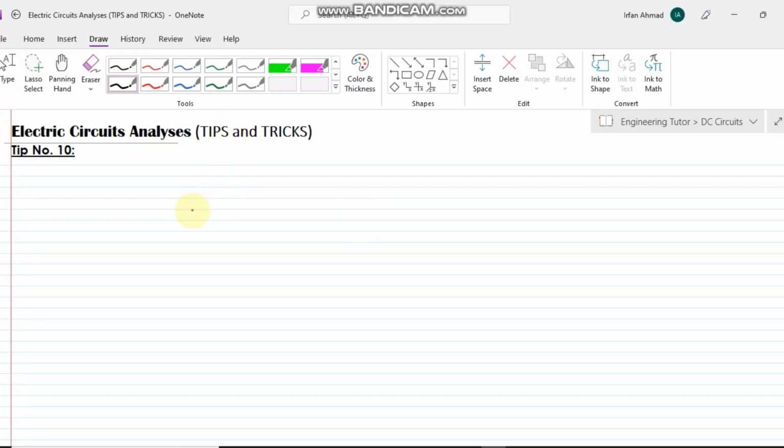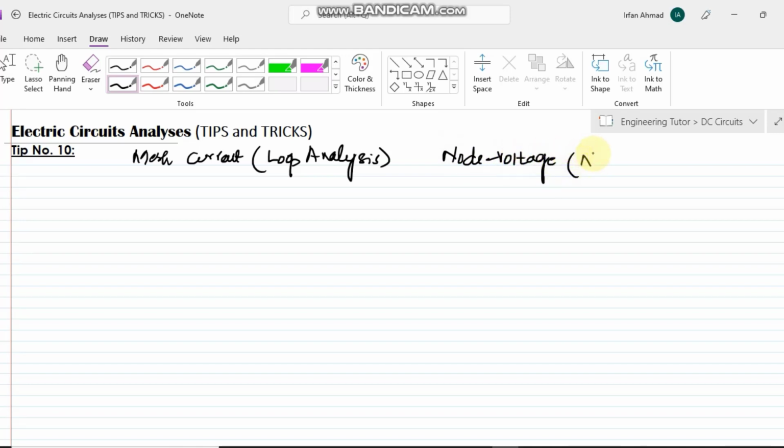Hello again. So this is tip number 10, in which we are going to discuss some circuit analysis methods. So far we have discussed two methods in our videos. The first one is the mesh current method, also called the loop analysis method. Similarly, the other method we have used in our circuit analysis problems was the node voltage method, also called nodal analysis.